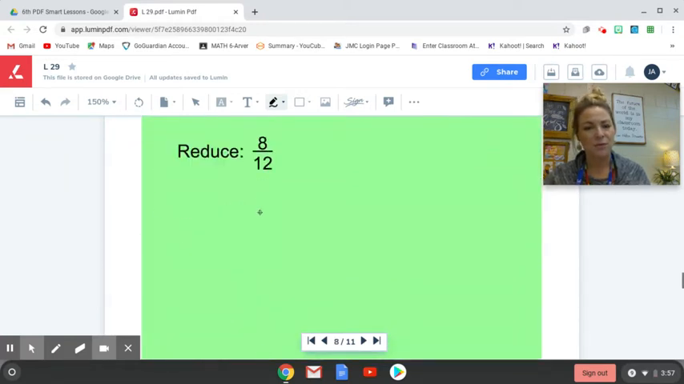Reduce 8/12. Go ahead and pause this video, give it a try, and unpause when you're ready to watch me solve. 8 over 12. So I know that 8 and 12 both are divisible by 4. I'm going to start with 4. Whatever I do to the numerator, I do to the denominator, and vice versa.